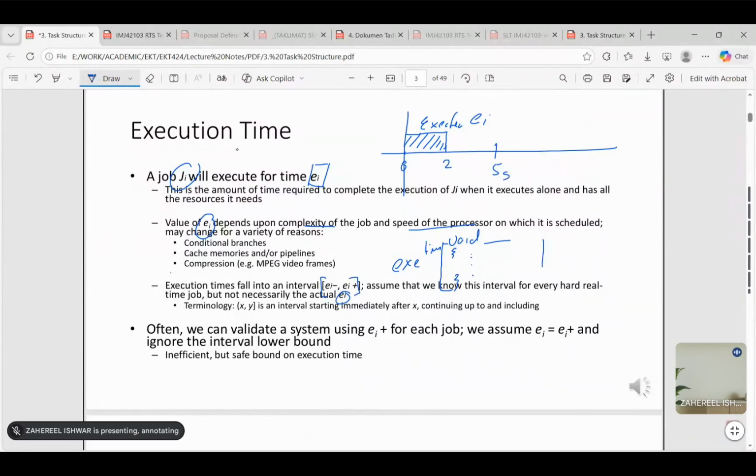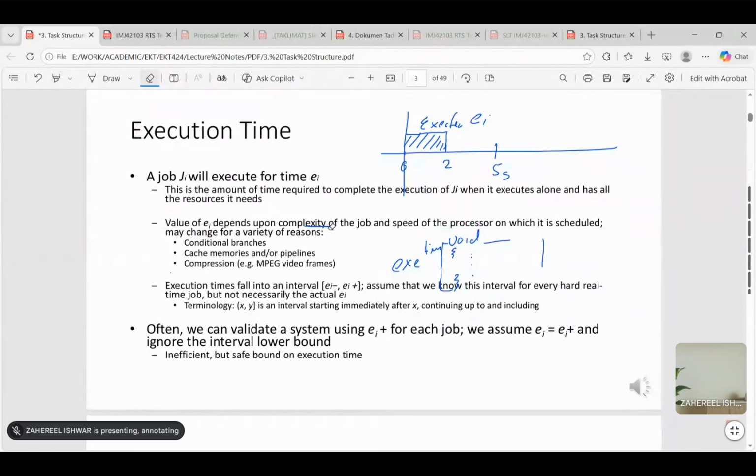Now, why do we have plus and minuses? Why can't E sub I be fixed? Any guess from your side? Why can't we have a fixed E sub I? Well, the notes tell you already: it depends upon the complexity of the job and speed of the processor. Of course, that will contribute to the amount of execution time. But why is the fluctuation plus and minus? Any guess?